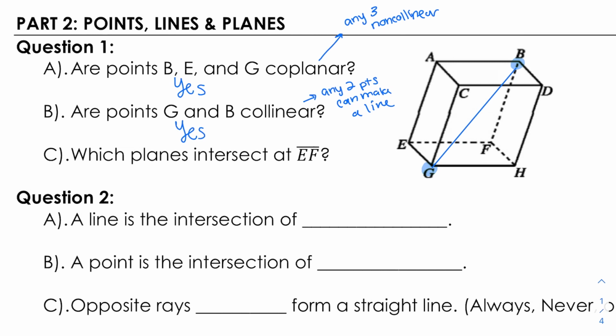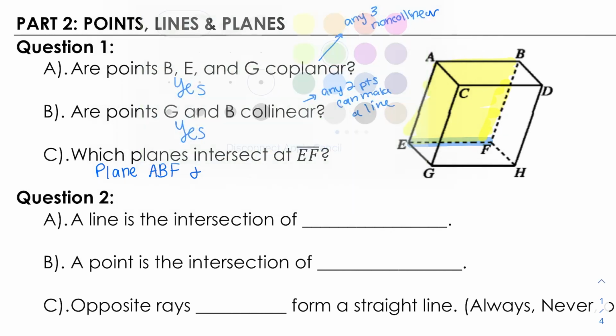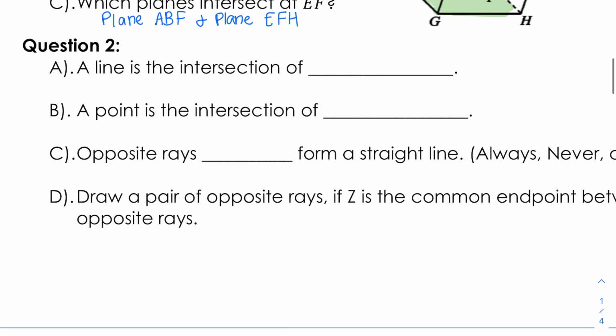Which planes intersect at the line EF? Well, here's line EF. This is the side plane, so I'm going to label that. I just need three of those points, so I'm going to say plane ABF. And the other one is this bottom plane, and I'm going to call that EFH. You could have labeled it differently than me, but as long as you're talking about those two planes, we're good.